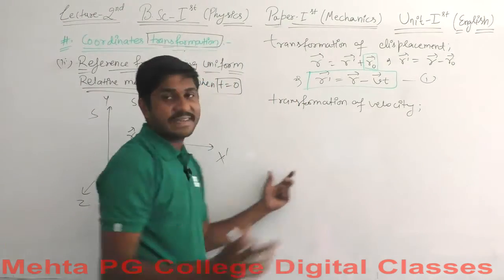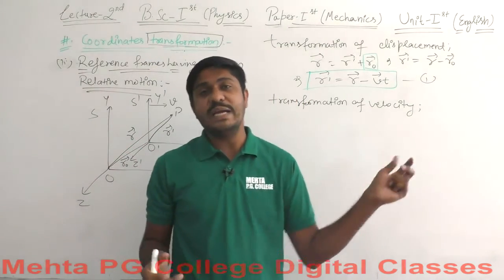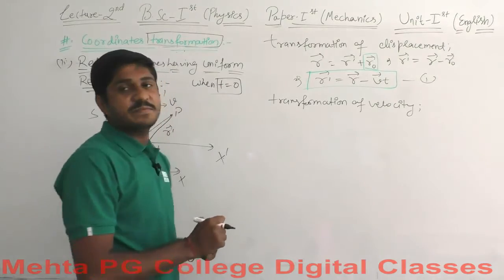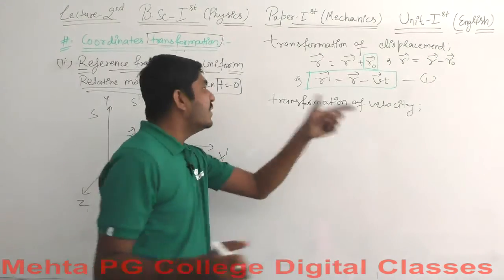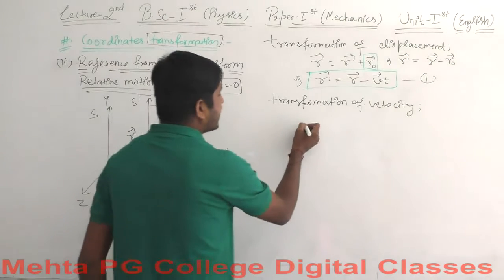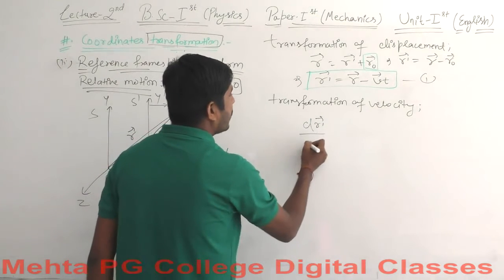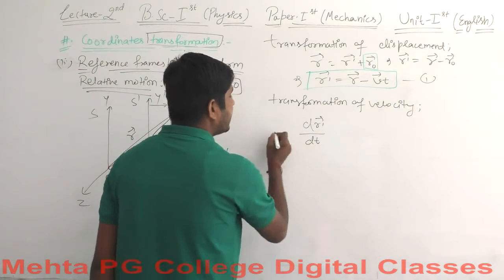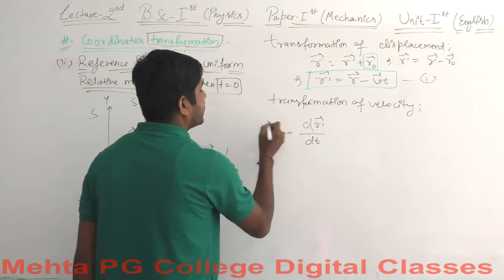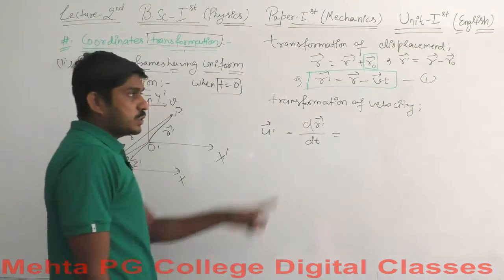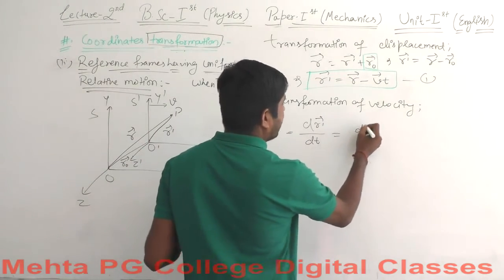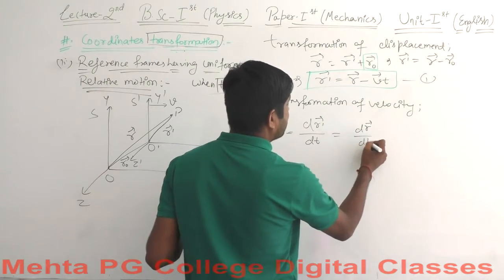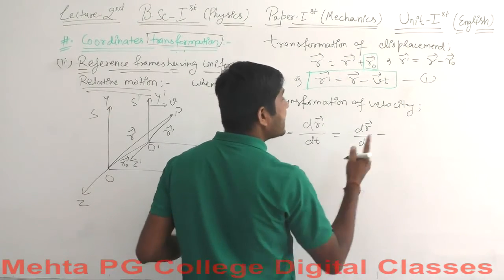Well, I am not writing here because if I do that, the video could become lengthy. Getting to the topic, we say dr dash over dt, which equals u dash. What will this equal to? It will equal dr dash over dr over dt minus.